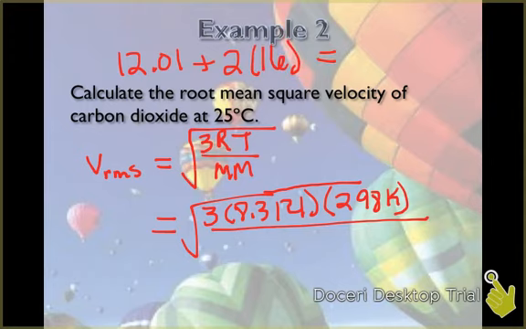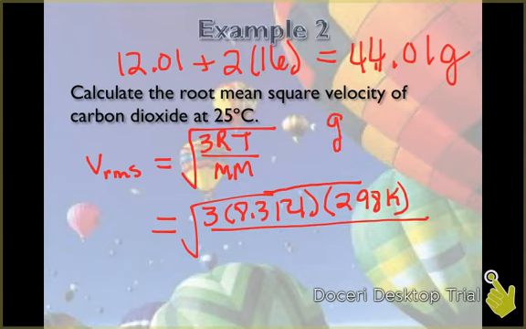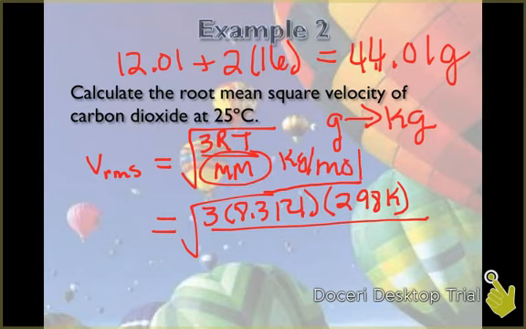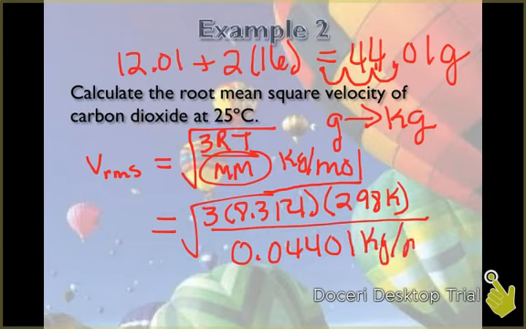of, let me put it in my calculator really quick, 44.01. Now, if you remember, that's grams. Well, in order to get our R and our temperature and everything to cancel out for velocity, we need to have our grams converted into kilograms, because the molar mass in this equation should be in kilograms per mole in order for everything to cancel out. So all we have to do is move the decimal over 3 times. So it's going to be 0.04401 kilograms per mole.